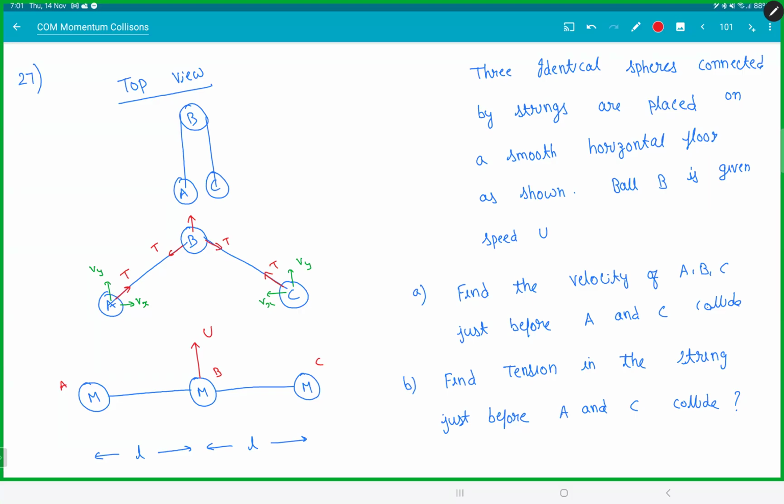So 3 identical balls, the length of the string is L and L. The center one is given speed U, A and C are not given any speed. So as B goes forward, it will start dragging A and C with it. So find the speeds, velocities of A, B, C when the string becomes vertical and the tension in the string at that instant.